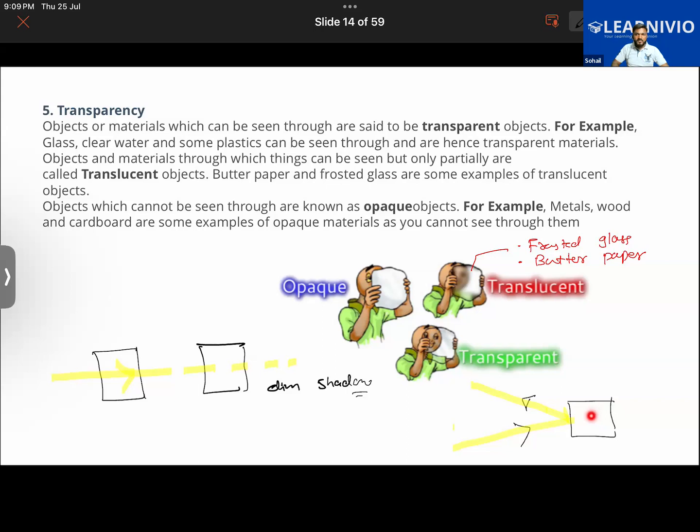It will basically bounce off from the given object, reflected from it.